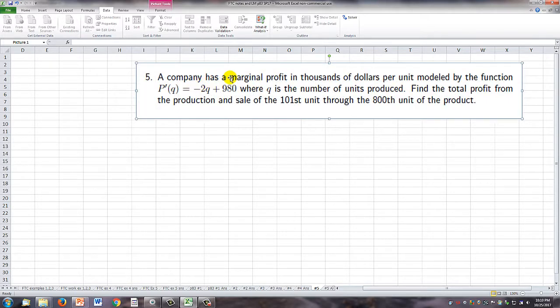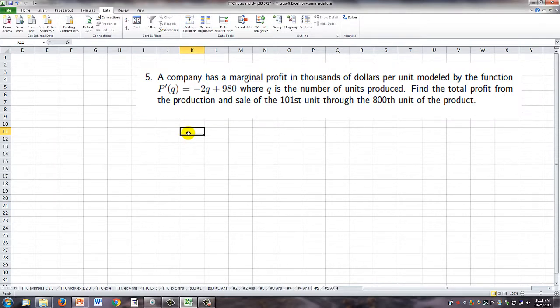A company has a marginal profit in thousands of dollars per unit modeled by this function. The prime is there, but that's not the hint. Marginal profit, that means this is a derivative. Units, thousands of dollars per unit, where Q is units. That's a rate of change. That's a derivative. And it says find the total profit from the production and sale of the 101st unit through the 800th unit. So Q is units, and we want to know the profit from the 101st Q to the 800th Q.